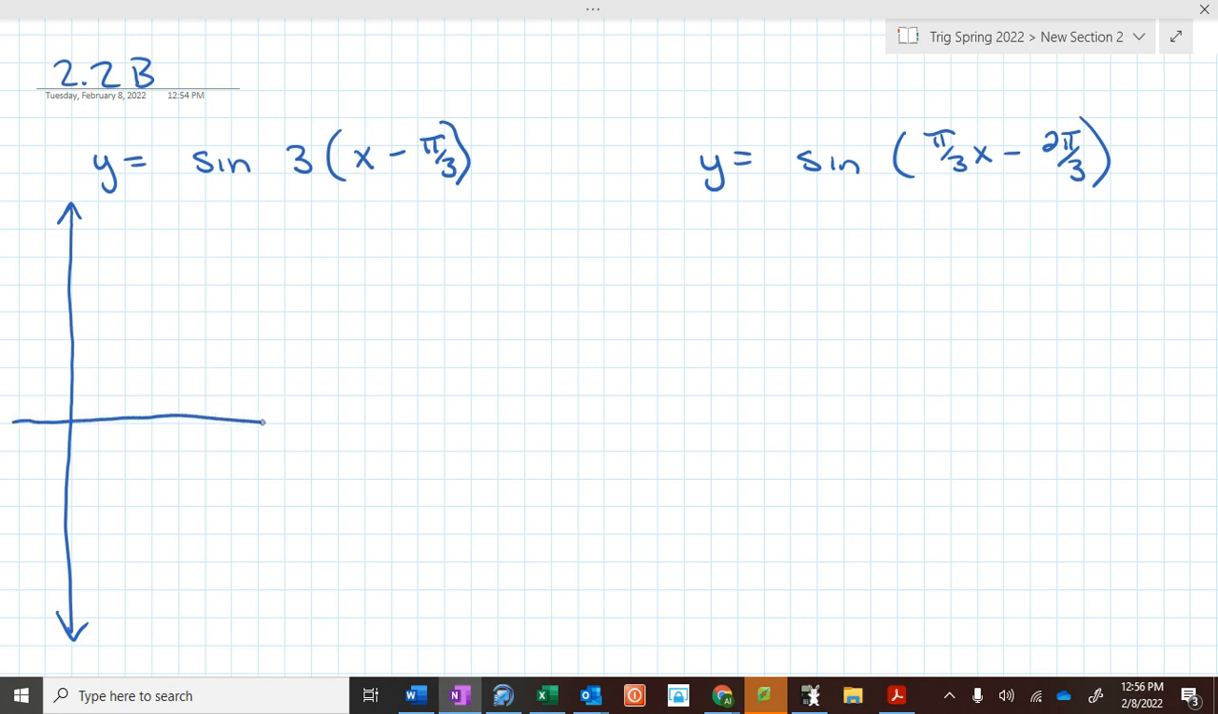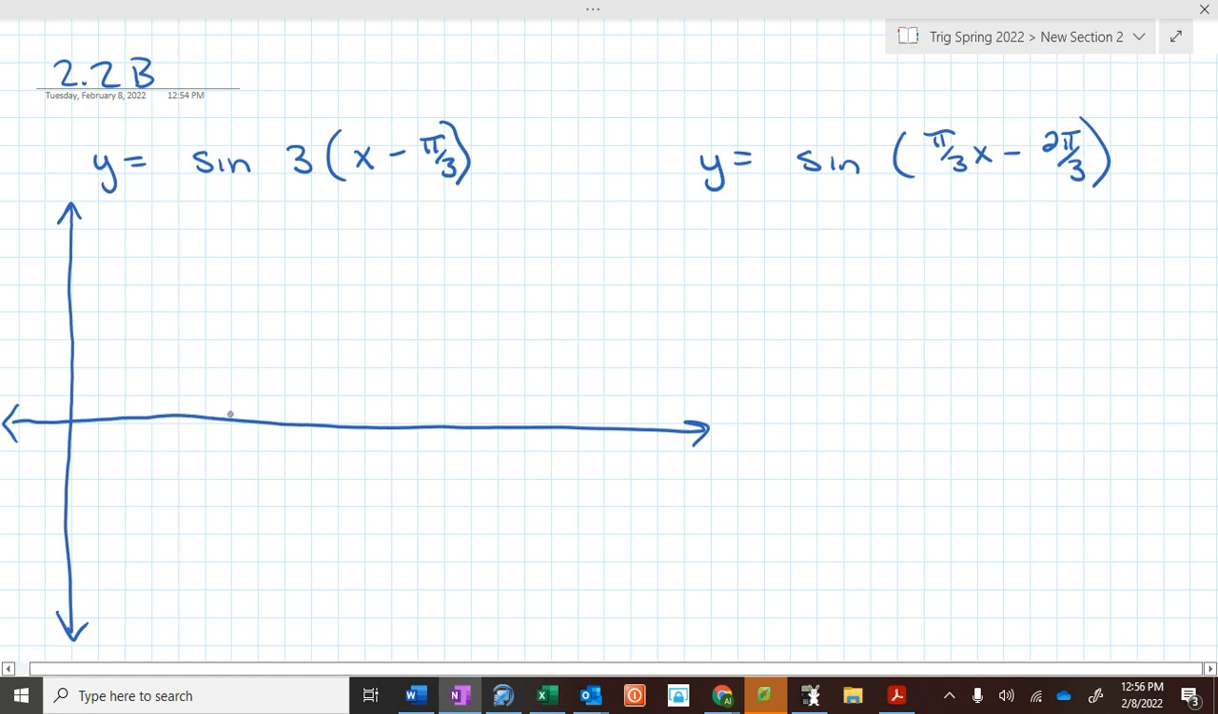Well, we graph it out here quick. 1, 2, 3, 4, 5, 6. Pi over 2, pi, 3 pi over 2, 2 pi. 1, 2, 3, negative 1, negative 2, negative 3. All right.